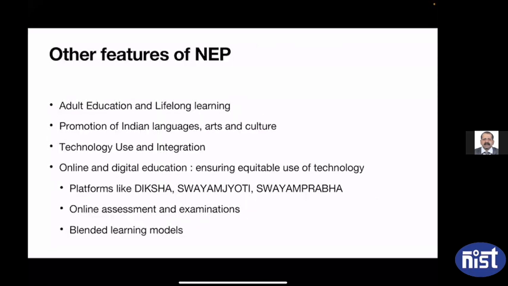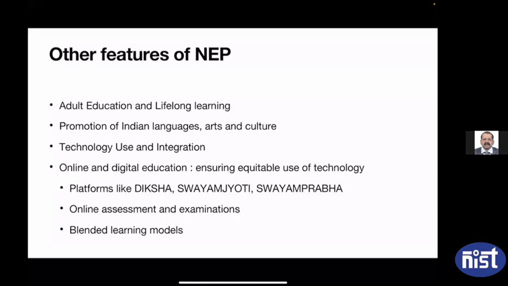Other features which came out of the NEP: adult education and lifelong learning have to be encouraged, so people can join education at any stage, at any level, based on their past. Promotion of Indian languages, art and culture, technology use and integration, online and digital education, ensuring equitable use of technology. We have platforms like Diksha, Swayam Jyoti, Swayam Prabha. Online assessment and examinations could also be a part.